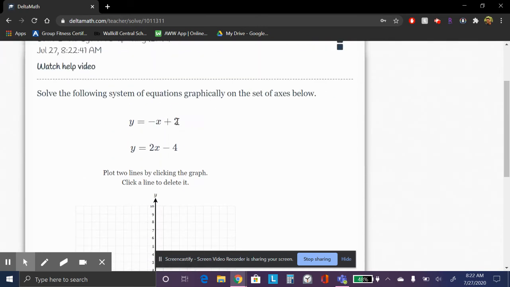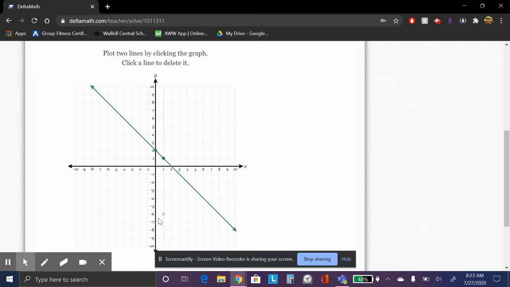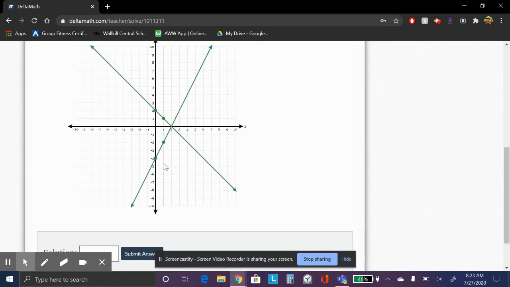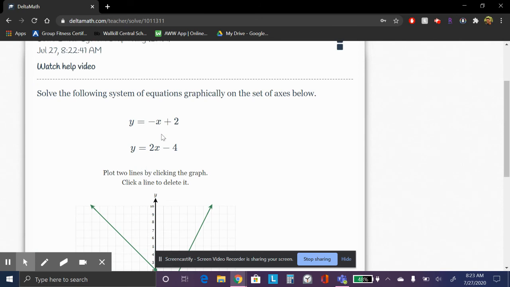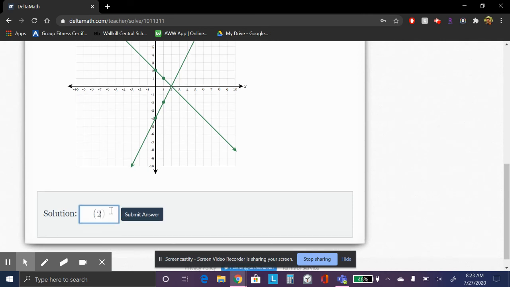Okay, so we start at 2. This is -x - 1, so you go down 1 to the right 1. This one is at -4, and you go up 2 to the right 1. And they intersect on the actual x-axis, which is (2, 0). Remember, whenever there's a number out in front, it's always over 1 if it's not a fraction.